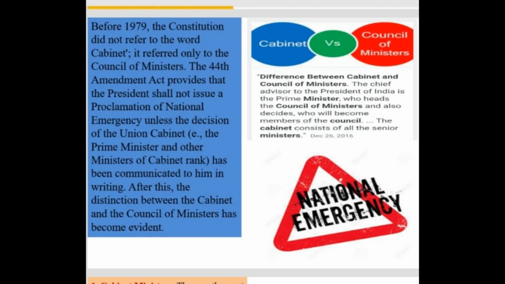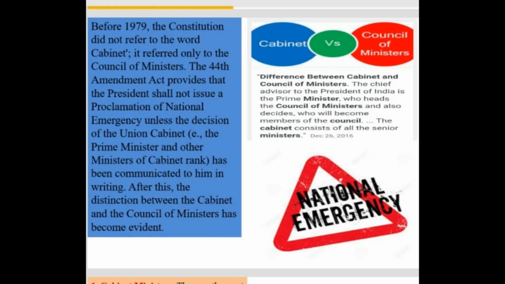But only in this situation, during the President exercising his emergency power called national emergency, he can proclaim emergency if he receives such information from the Union Cabinet. So what does this Union Cabinet include? The Prime Minister and his important group of ministers.